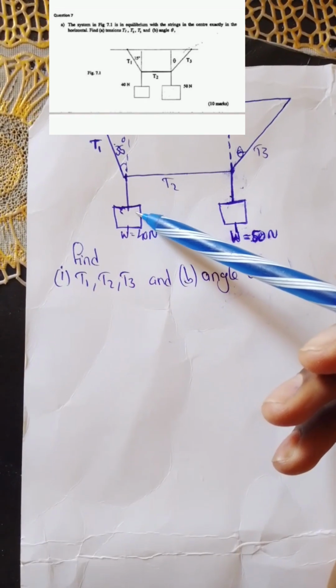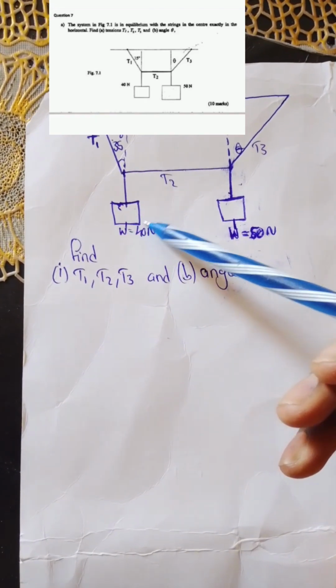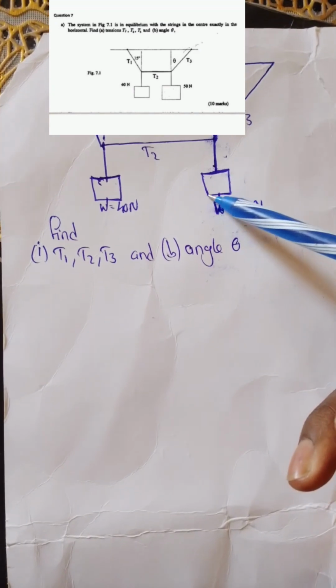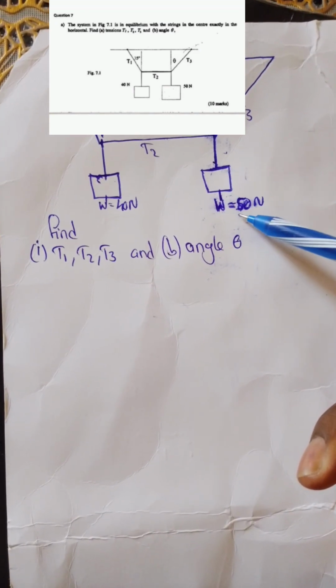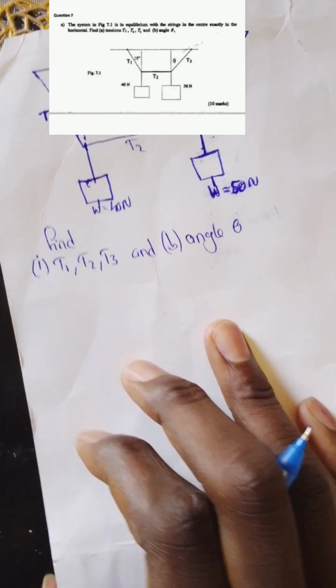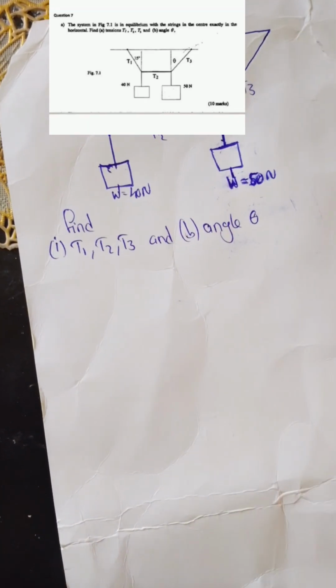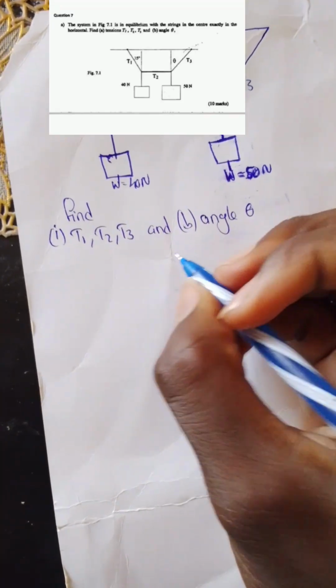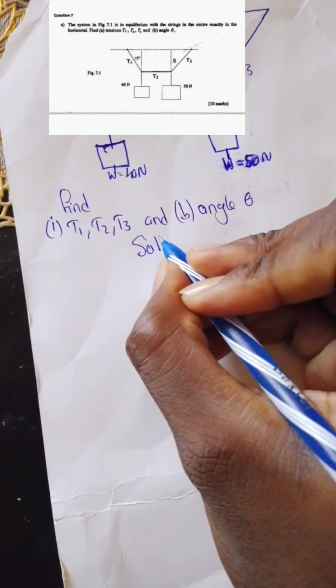And if you can see, this object that's attached to this has a weight of 40 newtons, and this one has a weight of 50 newtons. Now, how can we find tension 1, tension 2, tension 3, and the angle theta here? So we are going through the solution first.